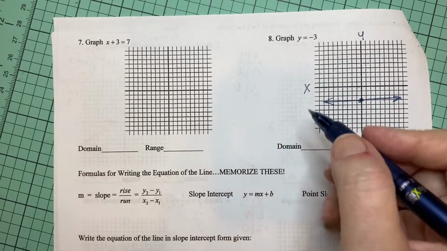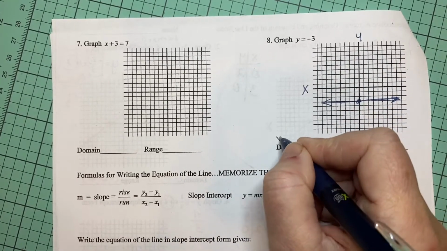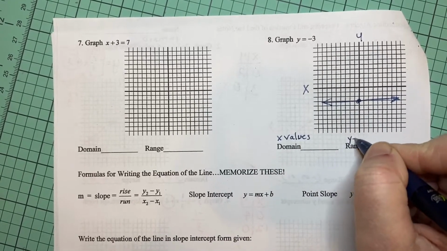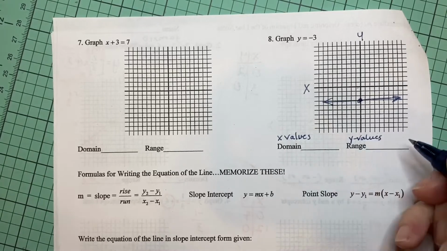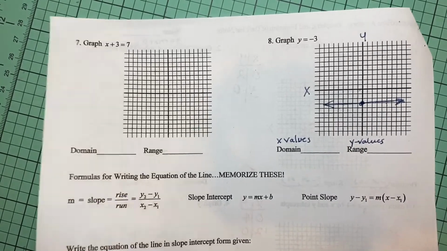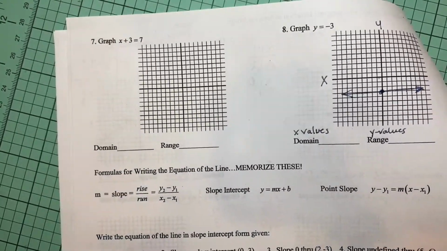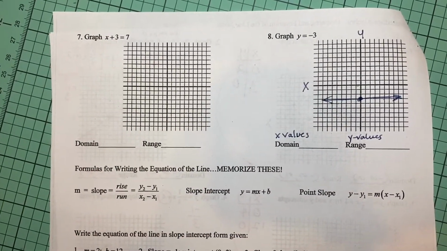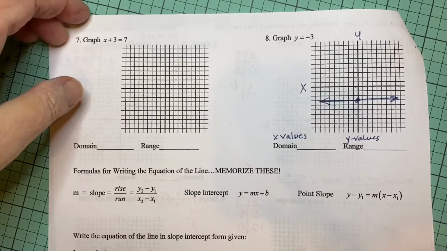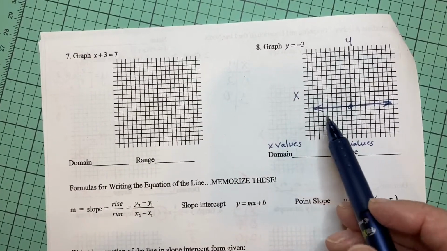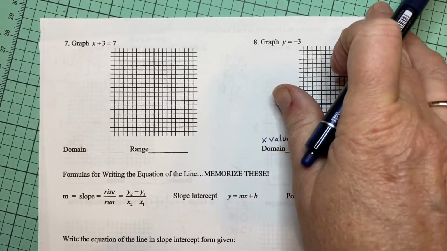it'll make a difference. So domain is all of your x values, and range is all of your y values. So when you have a regular line like these over here, it's just negative infinity to infinity because x and y keeps going on forever in both directions. But on these two specialized, it only goes to infinity in one direction.